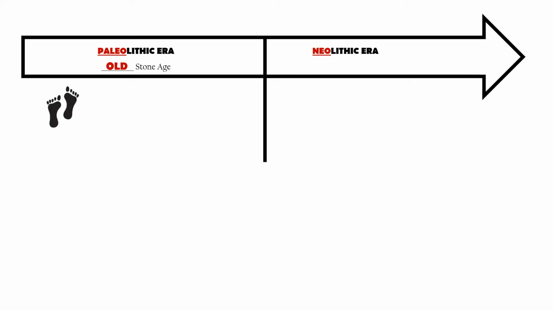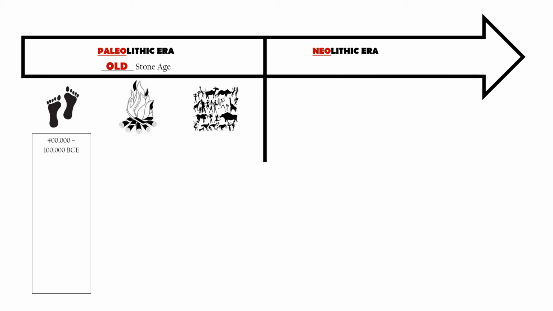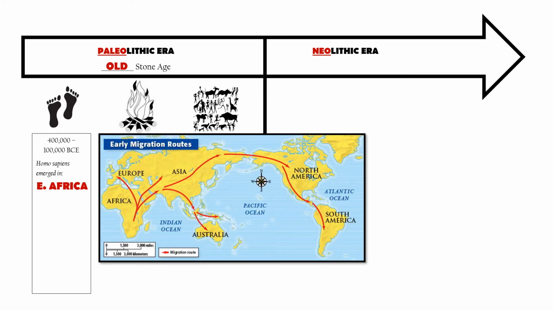And I want you to look at these 3 pictures to remind you of some of the characteristics of the Paleolithic era. We're going to be talking about where these people originated and where they went, what kind of tools they used, and how they communicated. Our early humans emerged between 400,000 and 100,000 BCE. These Homo sapiens emerged in the continent of Africa, specifically East Africa.